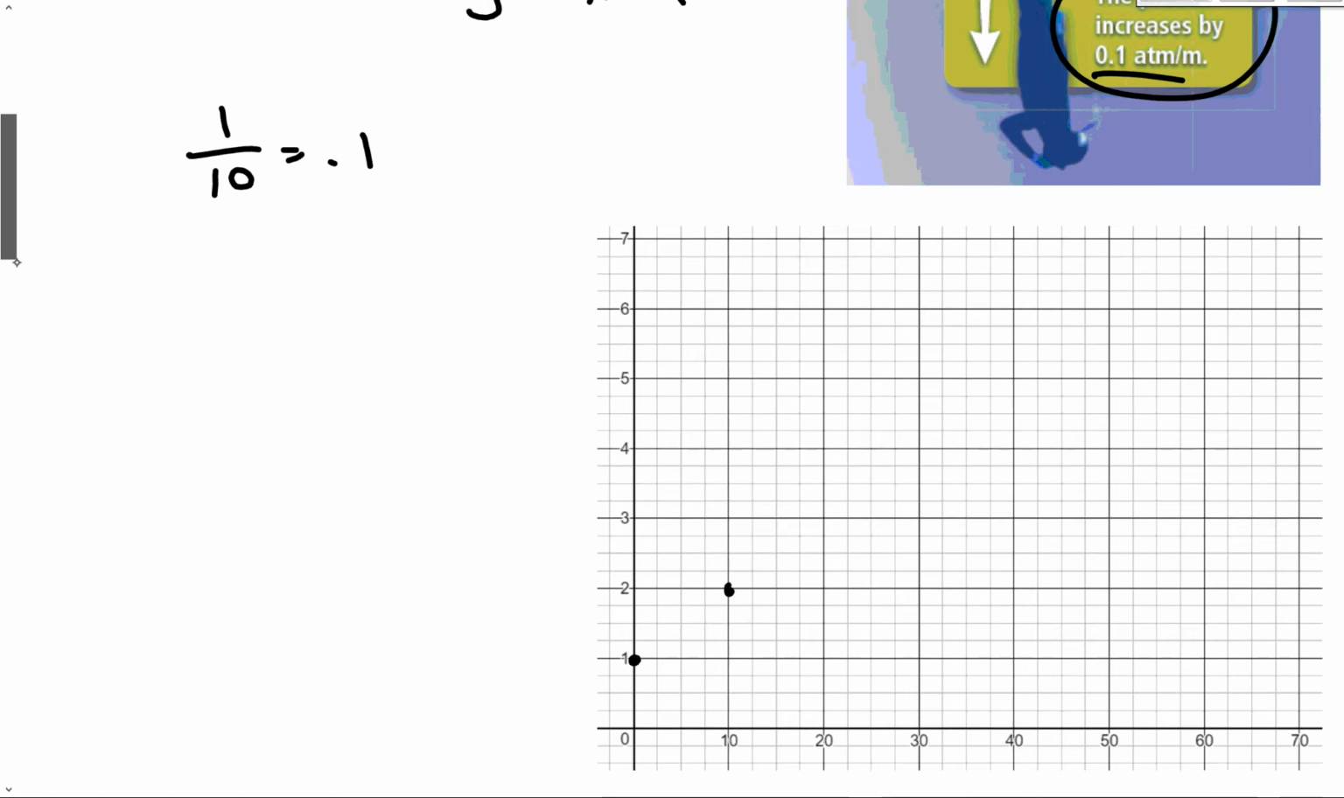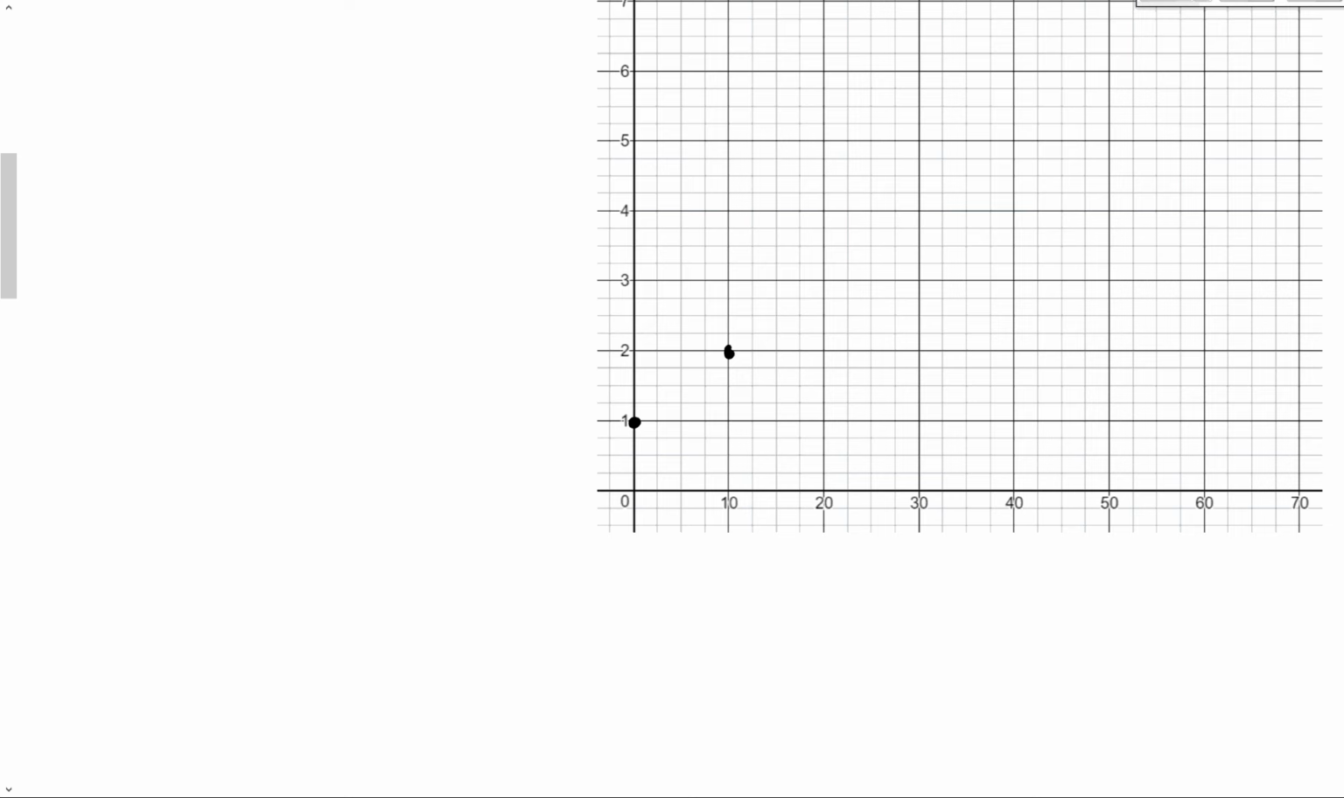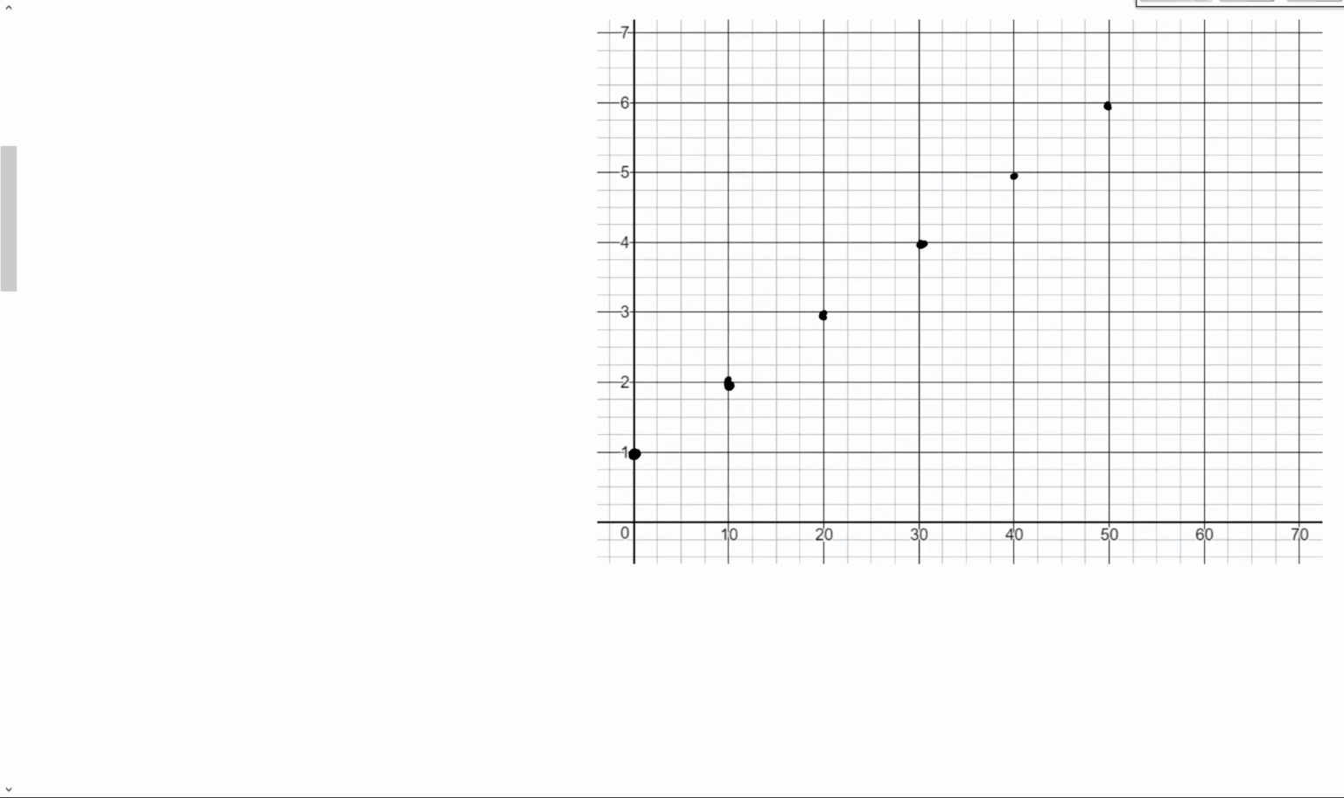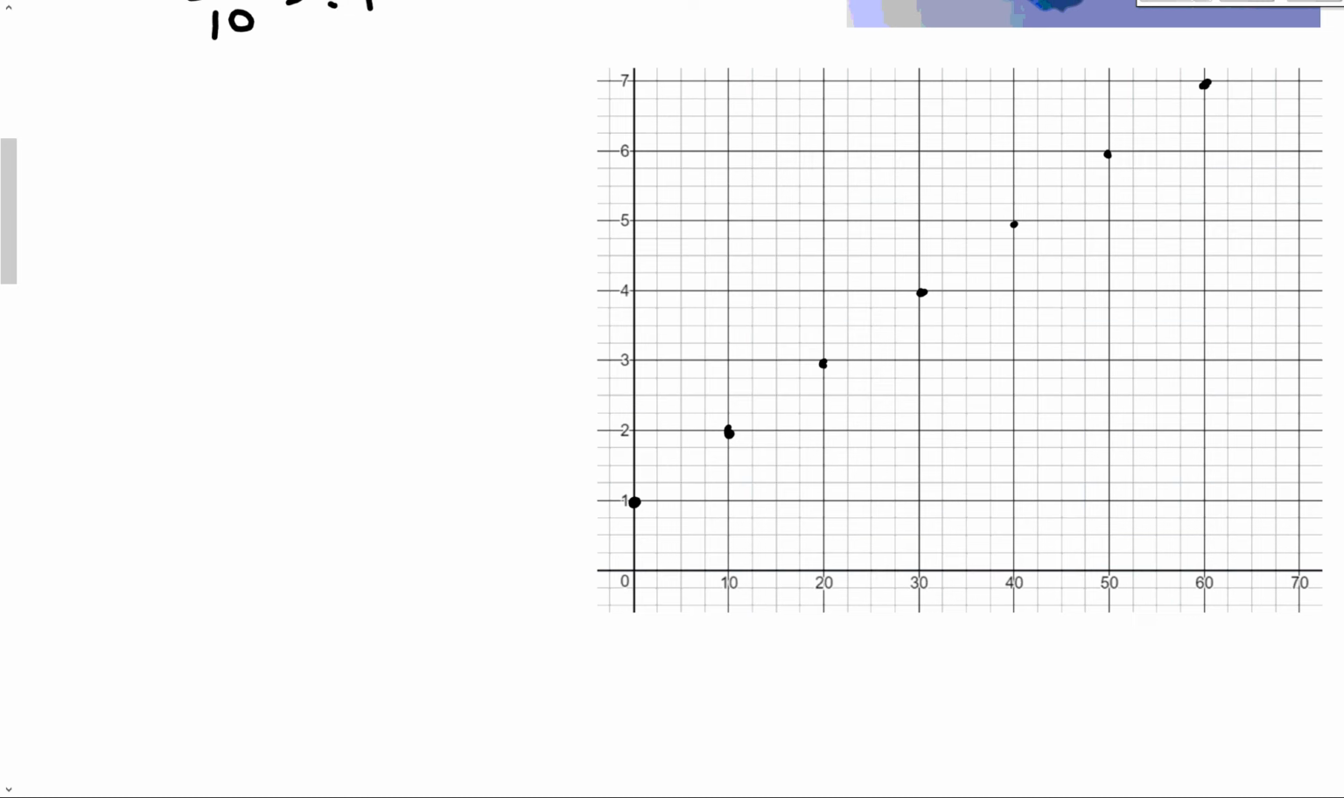Okay, so now with my scale sort of mapped out, I can see I can get a very clear line going up, up, up, up, up, up, up. Okay.